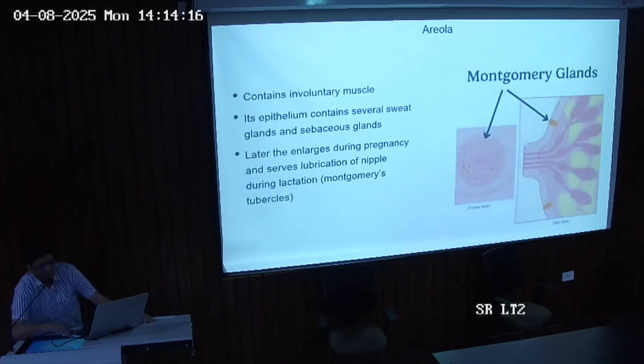Now, what is the importance of the areola? It contains involuntary muscles. Its epithelium contains several sweat glands and sebaceous glands, though the breast is a modification of a sweat gland. Later, it enlarges during pregnancy and serves as lubrication of the nipple during lactation. And there are glands in this which produce sebum. These are known as Montgomery glands. And during pregnancy, these become more enlarged and are known as Montgomery tubercles.